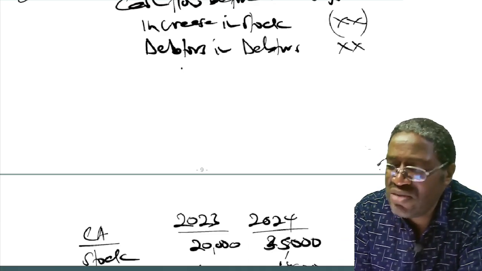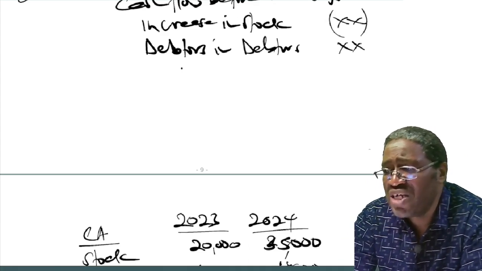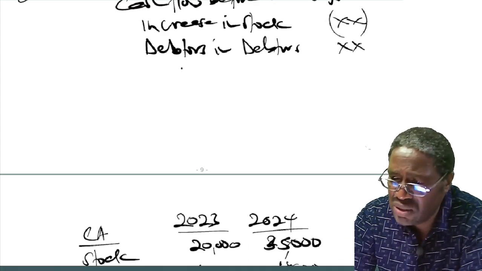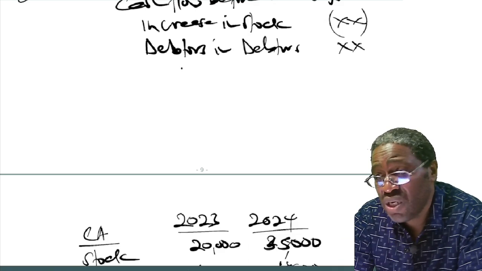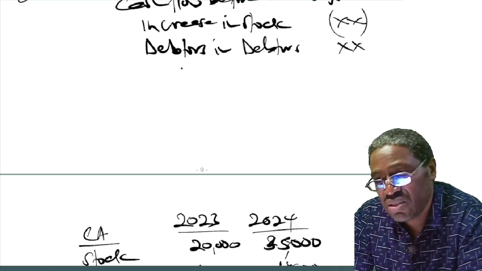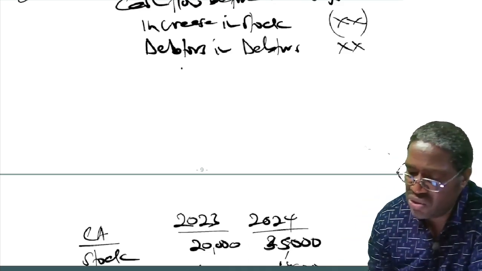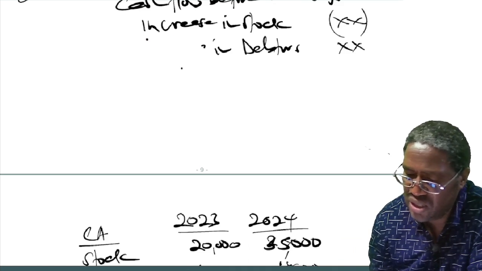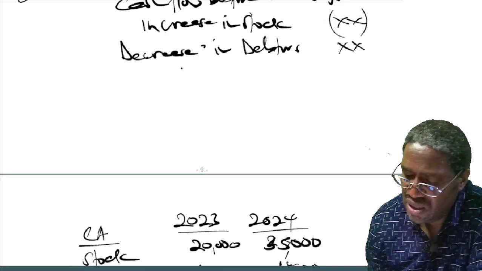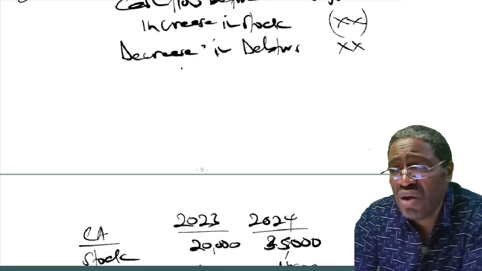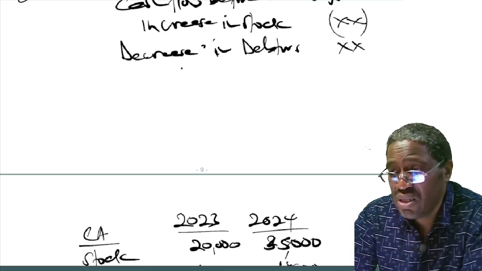If last year we were demanding 40,000 from our debtors, now come the end of this year we are demanding 10,000 from debtors. It is obvious they must have paid us. For debtors to go down, we must have received. Therefore, this is a decrease in debtors. For debtors to go down, we must have received. That is an inflow.